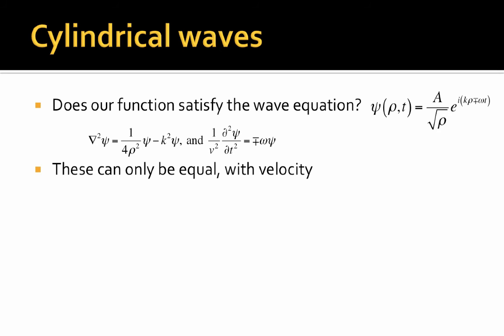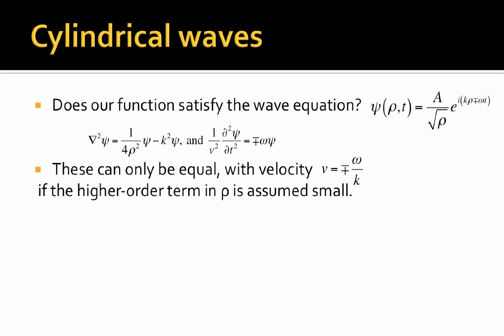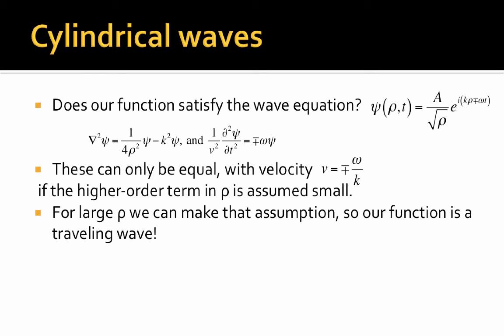So these could be equal, but only in certain conditions. Only if our velocity equals omega over k. And you notice this little extra term here, 1 over 4 rho squared psi. There's no 1 over rho squared term over here. So we're going to have to justify why we can ignore that term. The way we justify it is we say, well, 1 over rho squared is probably small. And that would be true for any large rho.